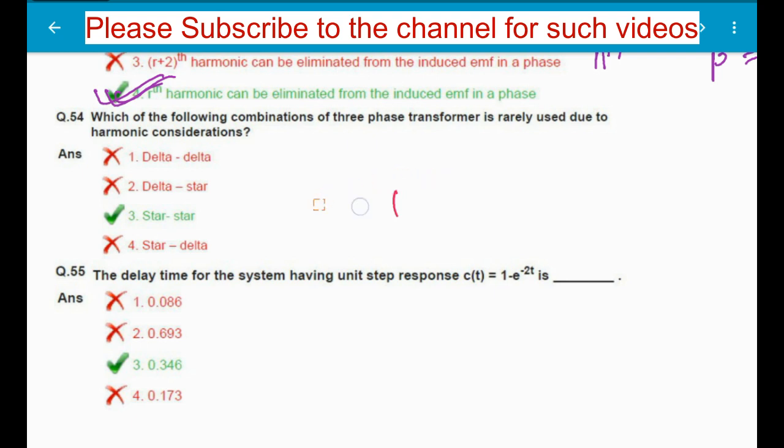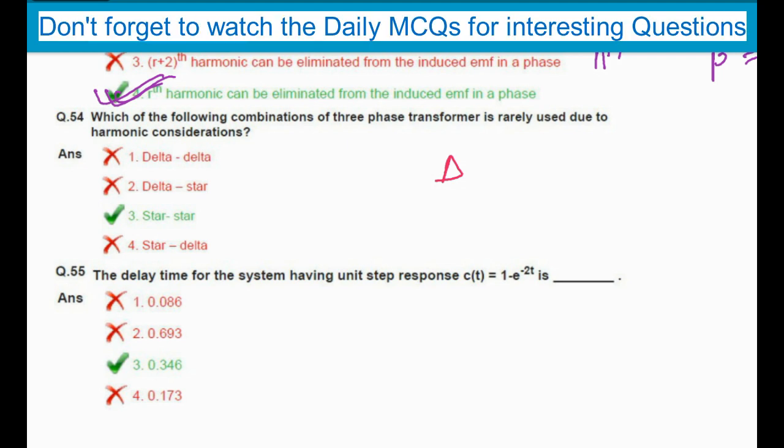So we have to consider a delta winding in primary or in secondary to suppress those third harmonics. So if there is no delta winding, if the transformer is star-star, then we have to put a tertiary winding. So in the question, which of the following combinations of the three-phase transformer is rarely used due to harmonic consideration? So rarely used is star-star, because in star-star connection we have to add another winding.